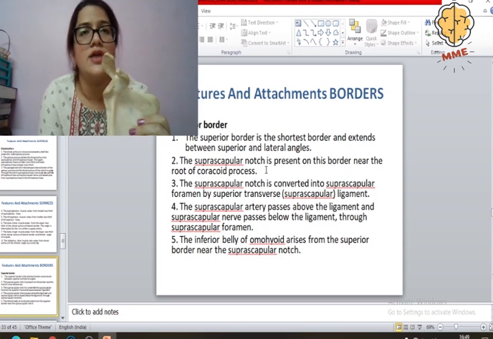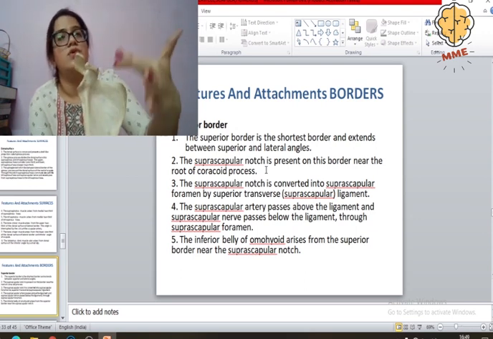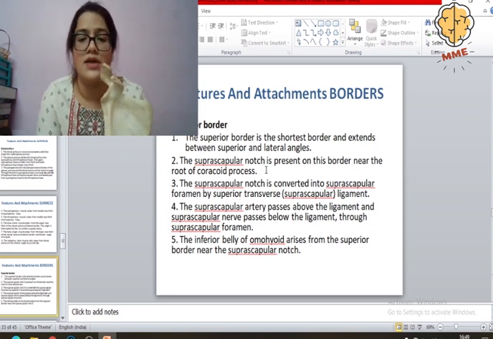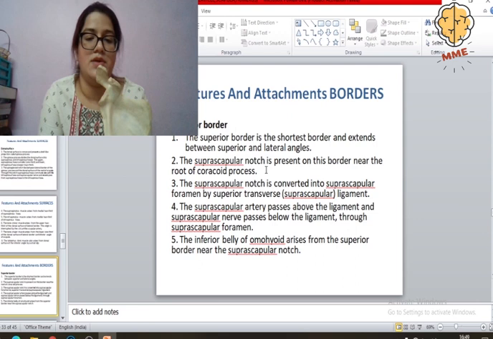A foramen is formed, so something will be transmitted. The suprascapular nerve passes through the foramen, and above the foramen is the suprascapular artery, which passes above the foramen.